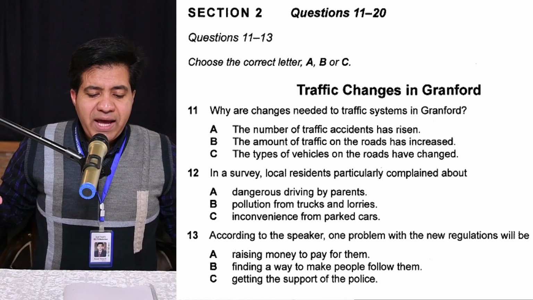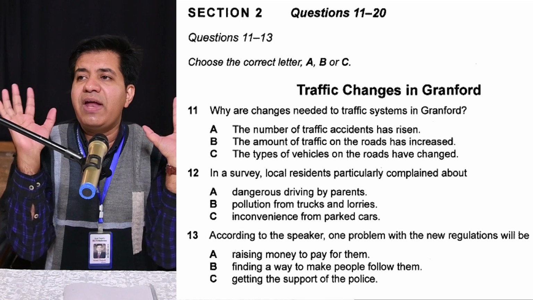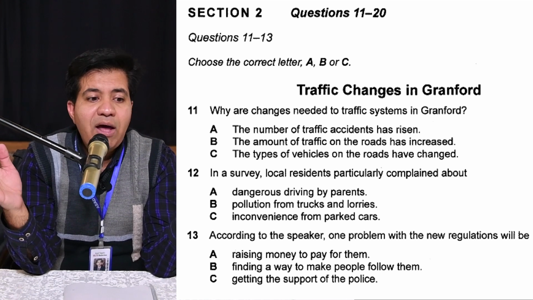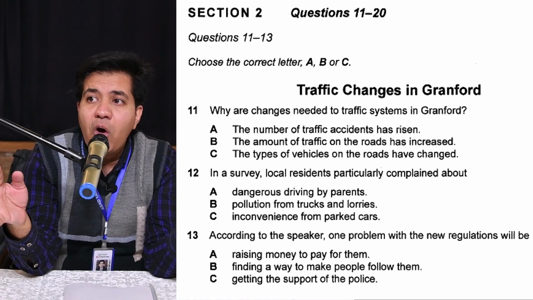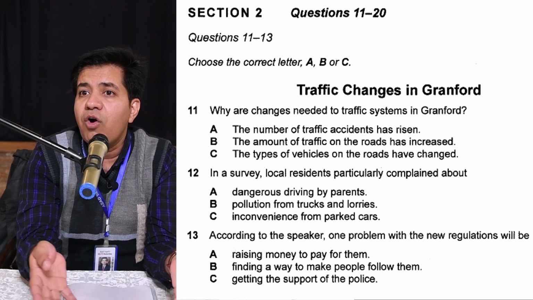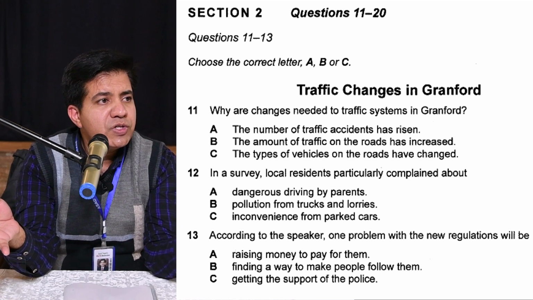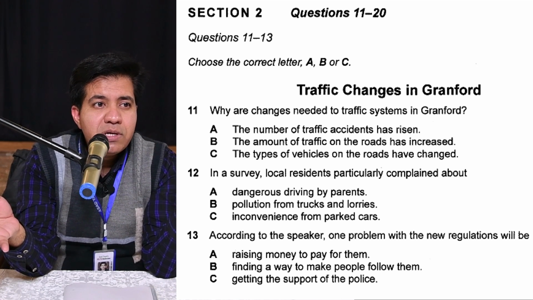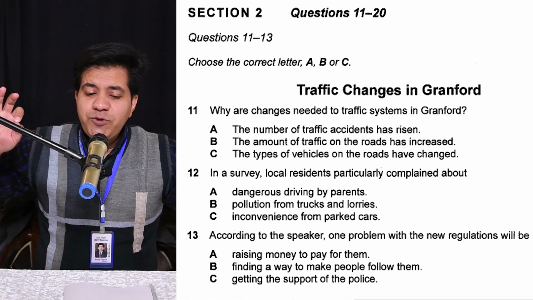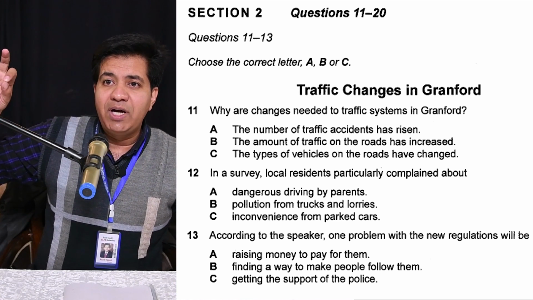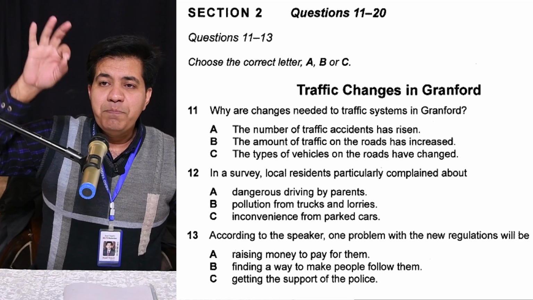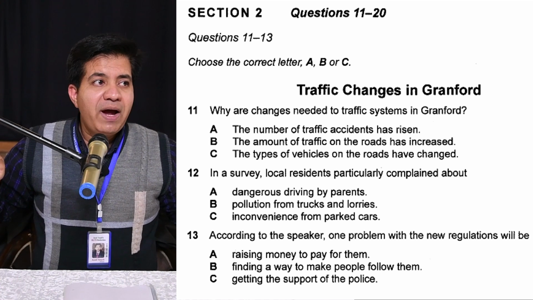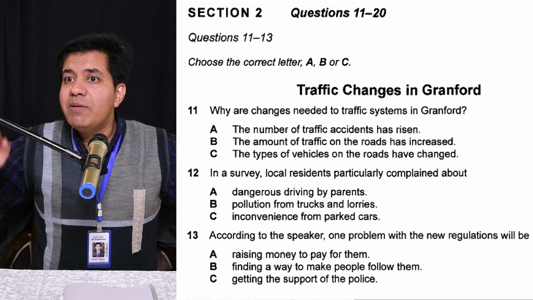Question number 11. Why are changes needed to traffic system in Grand Ford? So the bottom line is why changes. Clear? Okay, now listen. If the options are long, don't be afraid. It's such a long option. I tell you what to focus on in the options. Number 1, verb. Number 2, noun. Number 3, adjective. If your multiple choice option is starting with the verb, for example, A, to decide, B, to act upon, C, to this, then you must focus on the verb because you will find the clue in the verb and they will use the synonym of that verb.